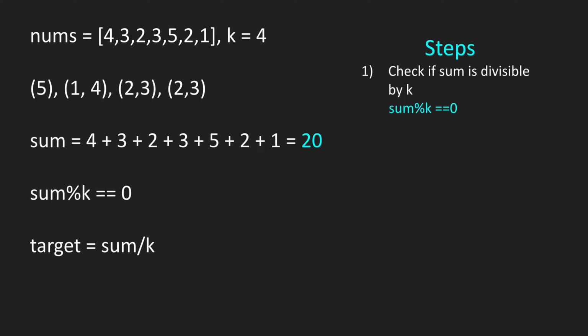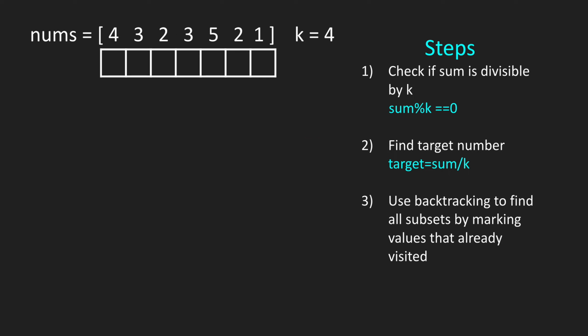What would be our second step? Our second step is that we need to define our target number. For example, in this case the target is 5, and each subset should be equal to the target. So the target is simply the sum divided by k. And after that, we proceed to the third step.